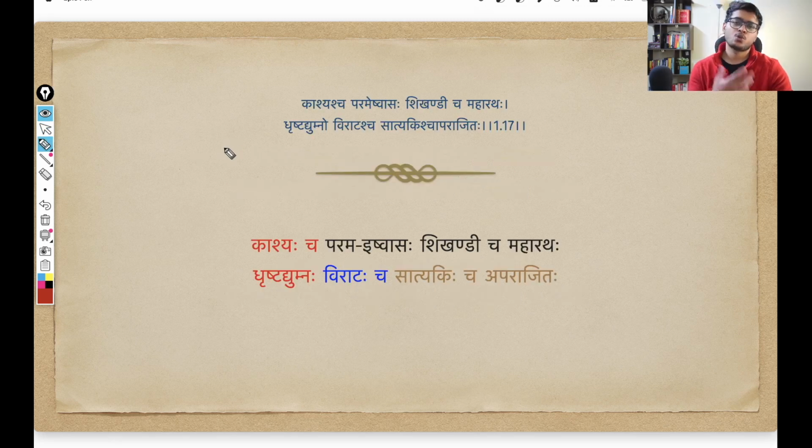So those were the two shlokas that we are going to decode today, and this here is the Sandhi Vichhed version of the shloka. So the words like Kashyascha split into Kashyah cha, then Dhrishtadyumno. In actuality the word is Dhrishtadyumnah, but due to Sandhi, this Visarga changes to this O, Dhrishtadyumno.